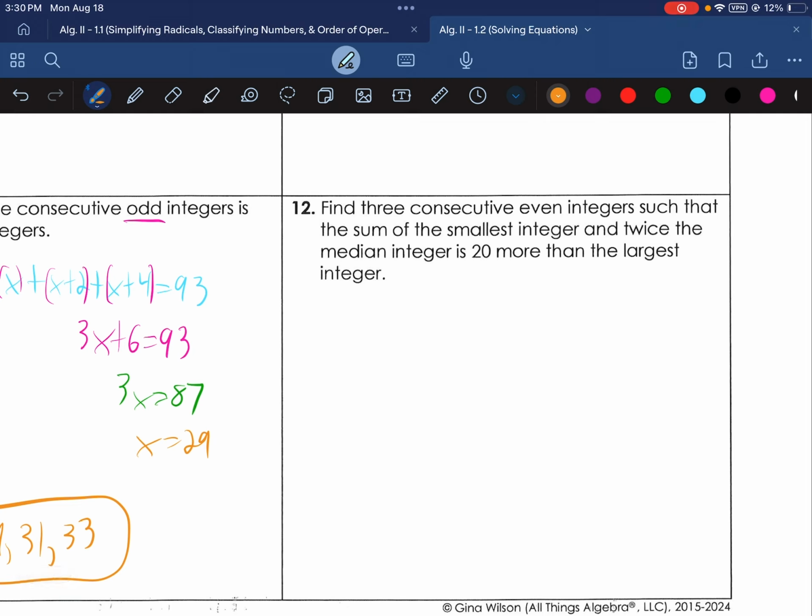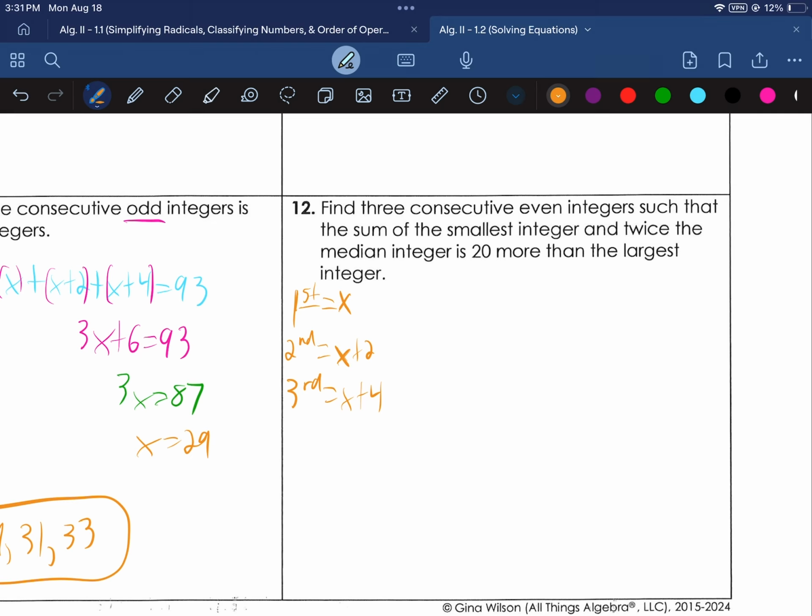Our last problem. Find 3 consecutive even integers such that the sum of the smallest integer and twice the median integer is 20 more than the largest integer. So we know that the first integer, we can just call x again. The second integer, we can call x plus 2. And the third integer, we can call x plus 4. Because just like you have to add 2 to get from an odd to an odd, you have to add 2 to get from an even to another even.